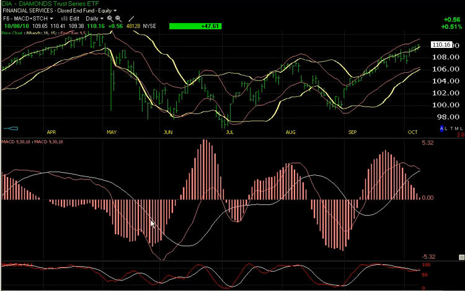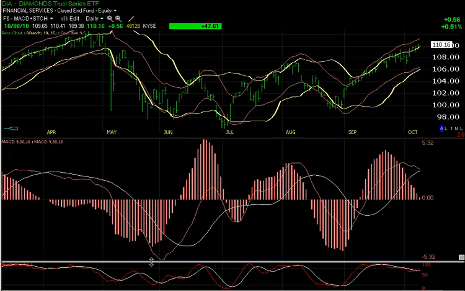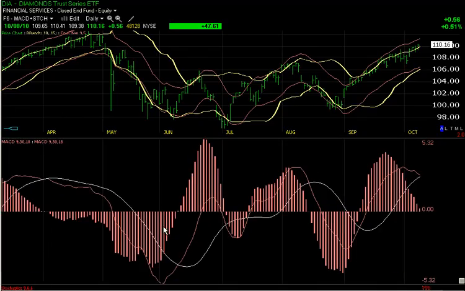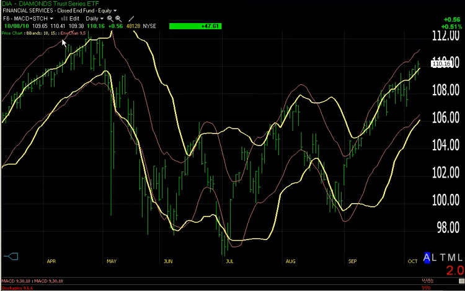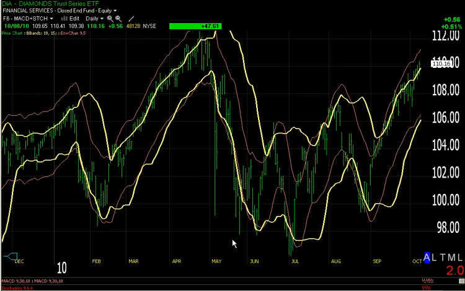Alright, now we're going to look at the MACD and stochastics here. First, envelope channels and Bollinger Bands. I use a combination of the two.